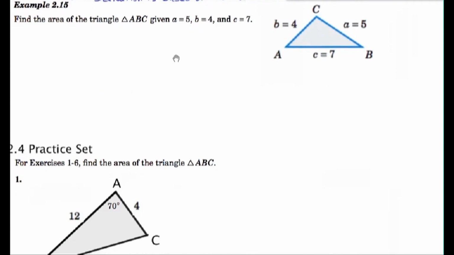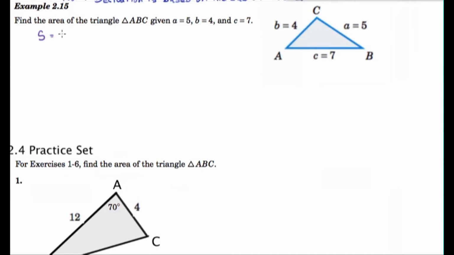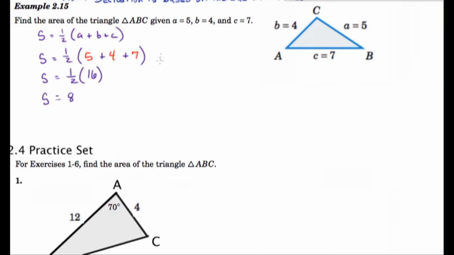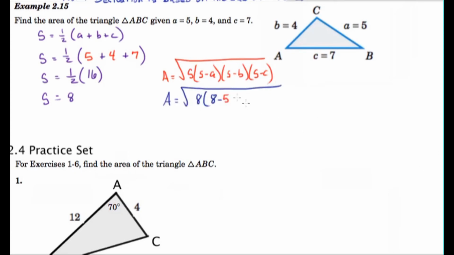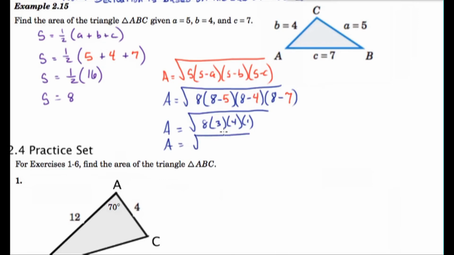Okay, example 2.15. Find the area of the triangle ABC given all 3 sides. So first let's find the semi-perimeter, which is 1/2 times the 3 sides added together, which gives us 8. And now we can use Heron's formula here. Substitute s in and all the sides in. And it's just a simple little equation. And we simplify it to root 96, which is 4 root 6, which is about 9.8 square units.